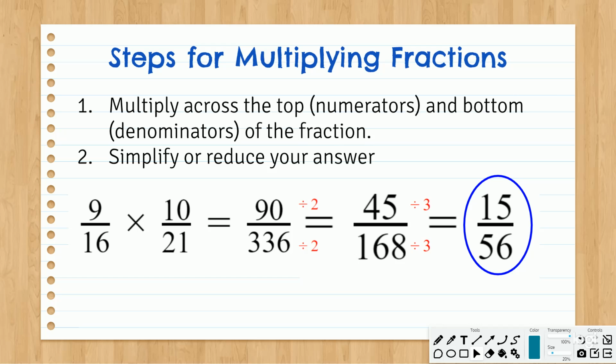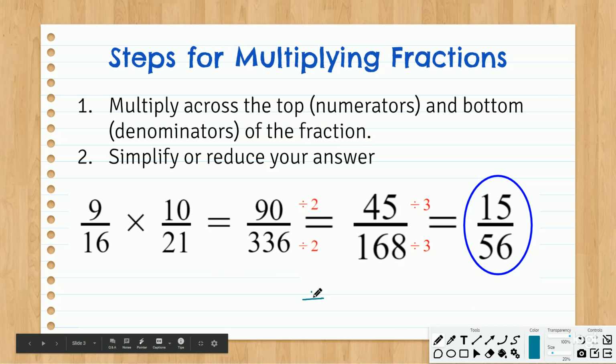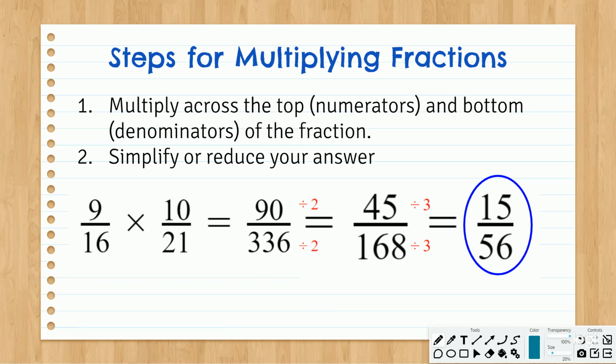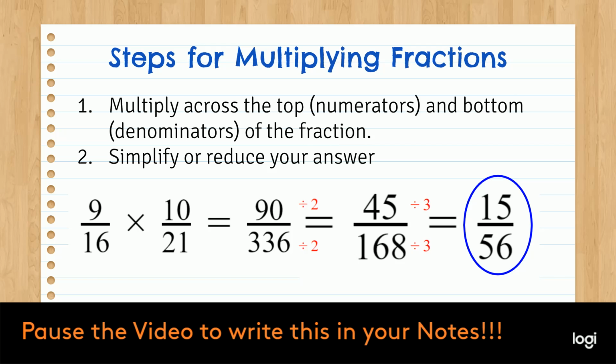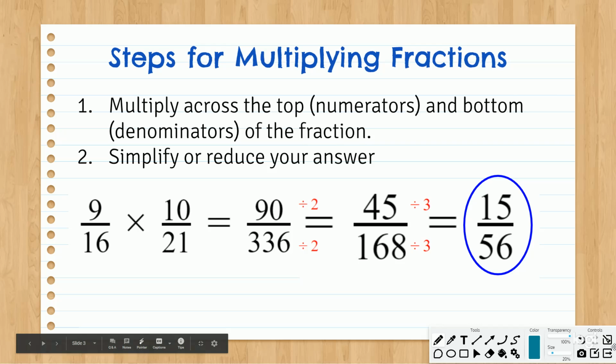So that kind of takes a while. I also could have realized that 90 and 336 are divisible by 2 and by 3, which means they also are divisible by 6. So I only would have had to divide one time, but I was just doing it quickly, so I did it twice instead. So please pause the video here and write this in your notes along with the example, please. And then we're going to move on to the next slide.